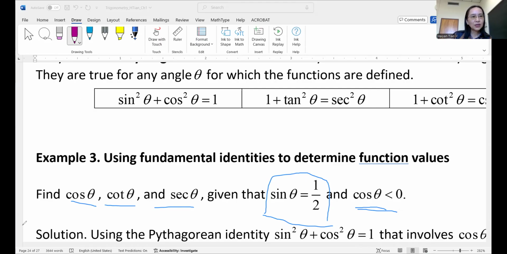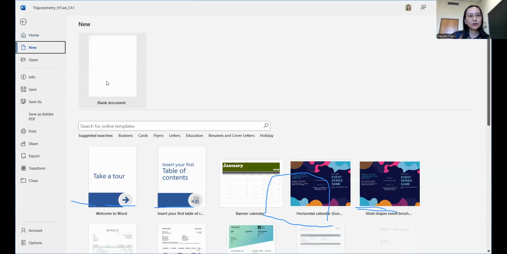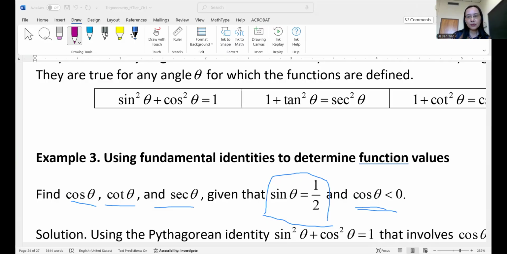Okay, so let's try to work on this problem. Okay, let's clear all drawings.